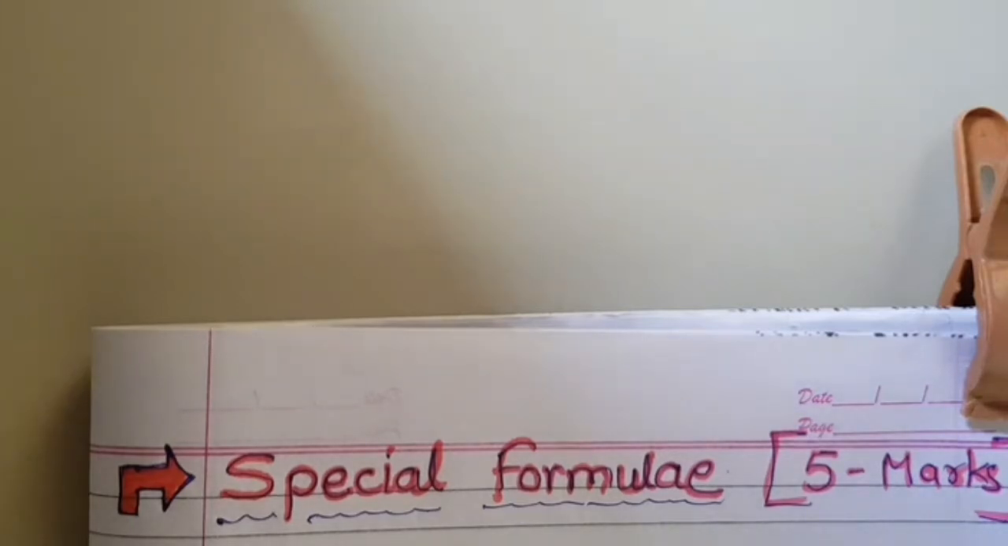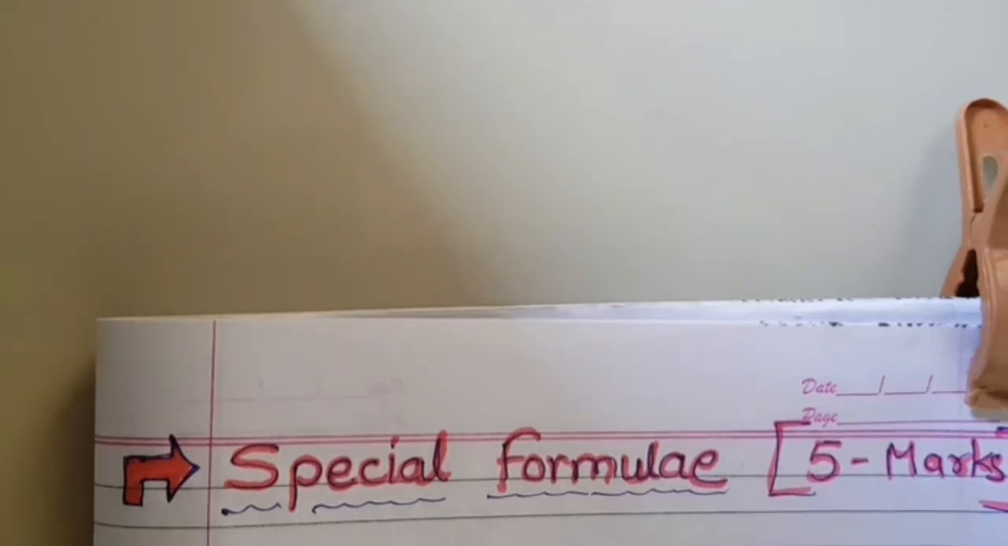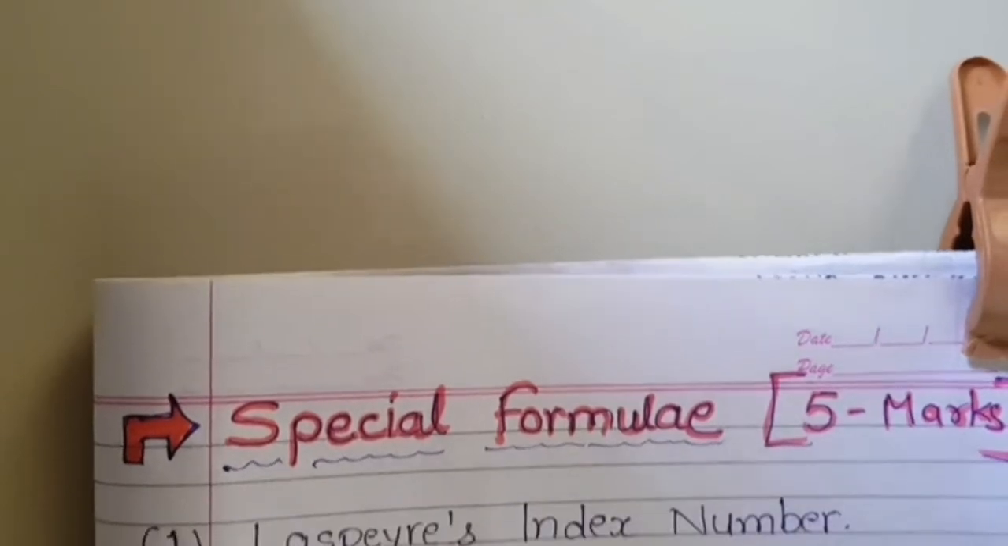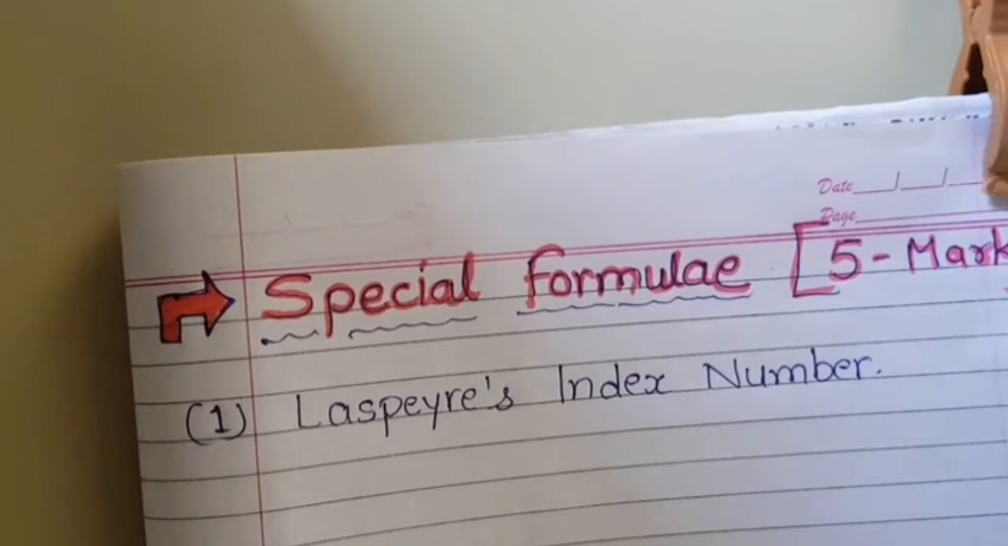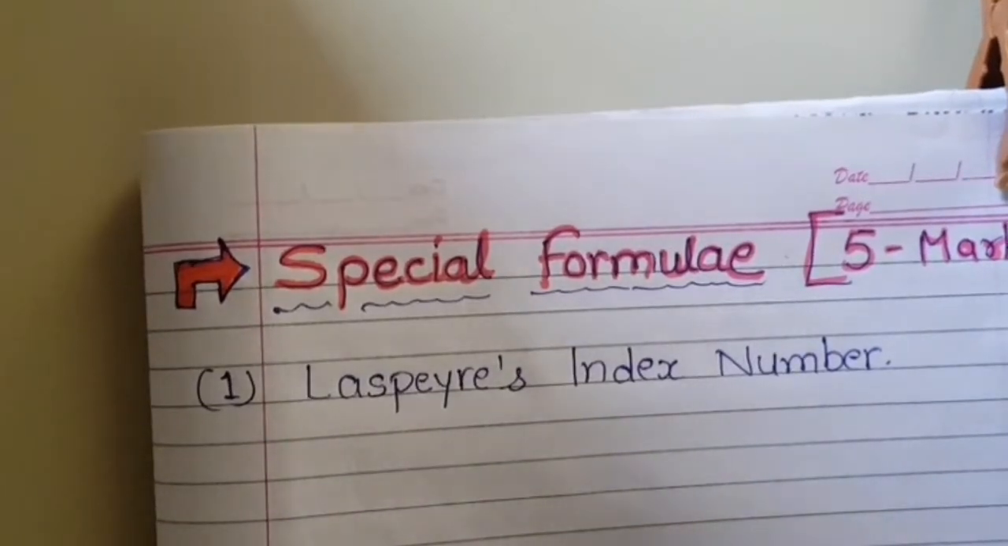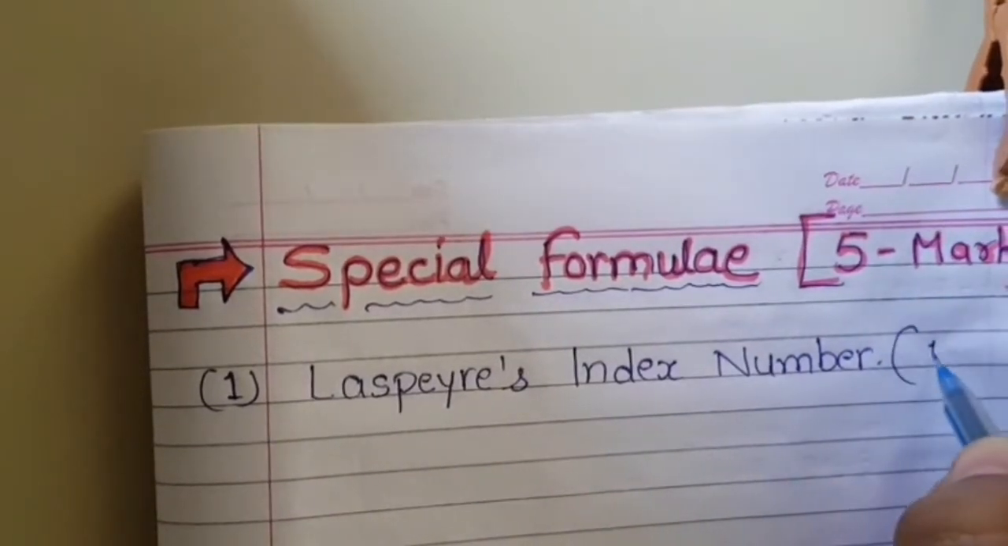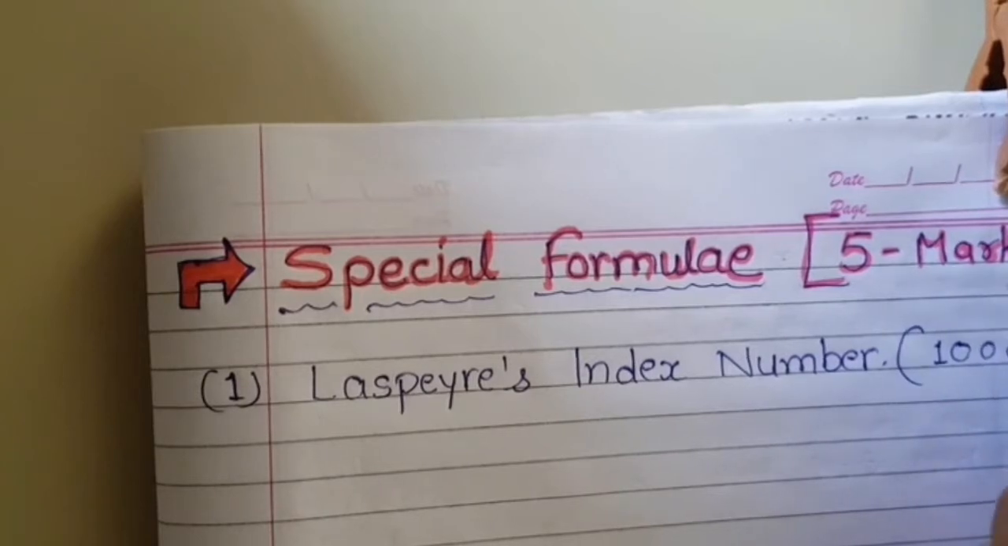Now friends, our next topic is special formula. The sum of special formula is asked for 5 marks in Section F. So please pay attention. In special formula, the first formula comes for the last pair's index number. Friends, how to remember this formula, I will give the trick. For the last pair's index number, you have to remember 1000.